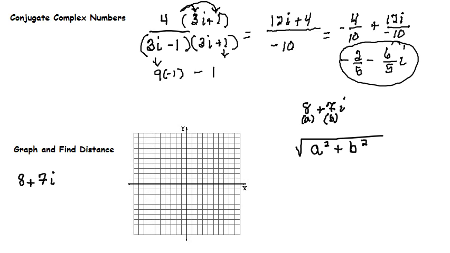You can graph it. This is the a, this is the b. Remember, this isn't x anymore, this is real. This isn't really y anymore, this is imaginary. And so I just walk over to the 8 from origin here. So 1, 2, 3, 4, 5, 6, 7, 8. I'm going to go up 7, 3, 4, 5, 6, 7. And so this is where it sits.